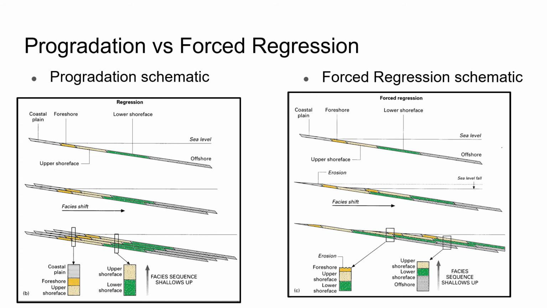So when you're looking at a stratigraphic column, you can recognize a fining upward sequence as your transgression. But when you start to see the regression, is it a forced regression or a progradation? With a progradation, it's still going to follow Walther's law. With a forced regression, it won't.